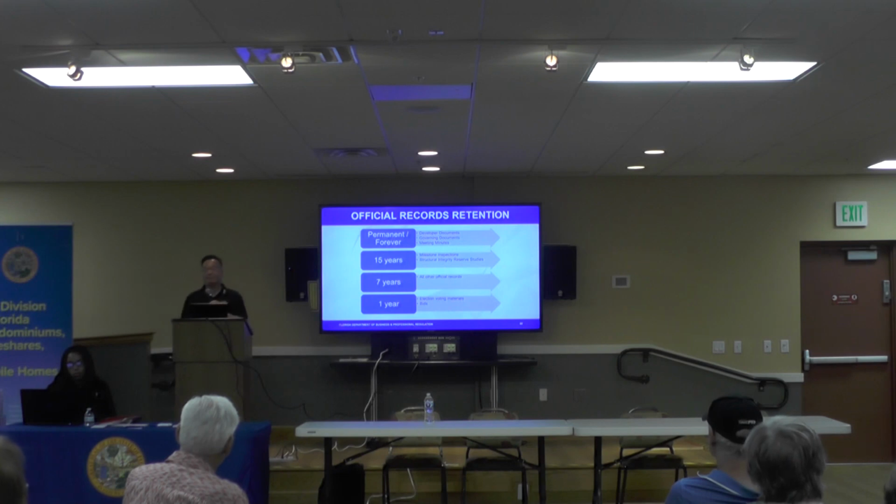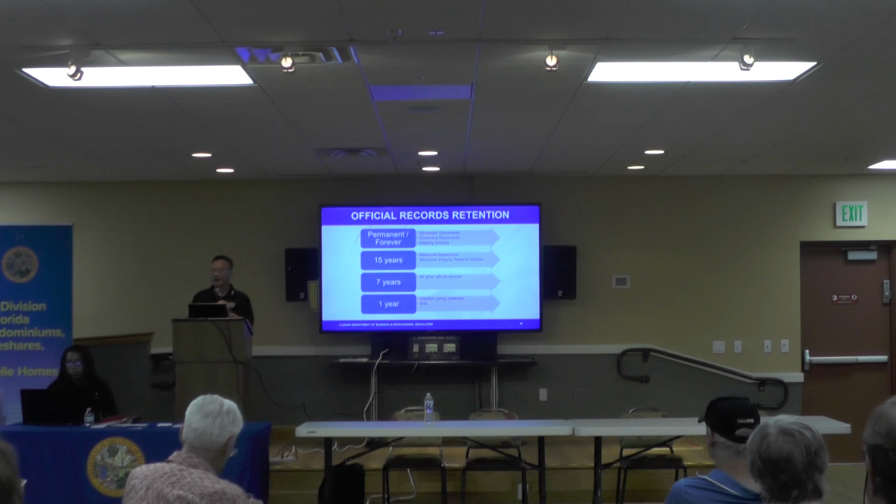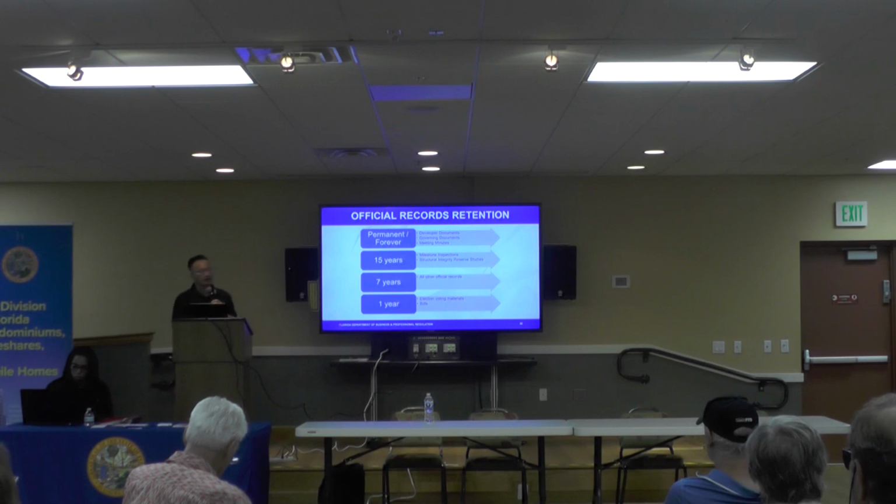The official records must be kept within the state of Florida, and all official records are kept for at least seven years, but there are some exceptions. Some records must be kept permanently. These records are articles of incorporation, declaration, bylaws, and rules of the association. Also included in this listing are plans and warranties by the developer, and meeting minutes. So this means that minutes from 2011 should be in the records permanently, and if previous minutes exist, they must also be kept.